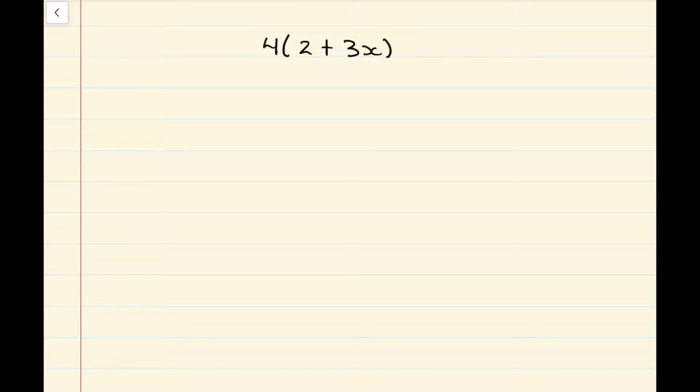Okay, so the term that's on the outside is the 4, and we're going to multiply that by this 2 right here, and that's going to give us 8. And then we're going to multiply the 4 by the 3x, which will give us 12x. And yeah, just like the first one, we are done. This is basically how we are able to remove brackets. So let's move on to the next question.